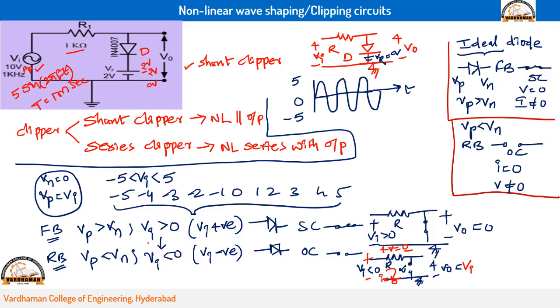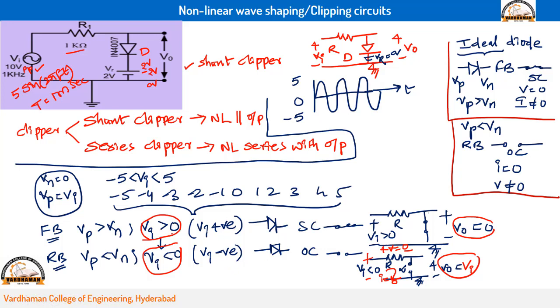So in the first case where Vi is greater than 0, we got output equal to 0. That means for the positive half cycle, we did not get anything. The output is 0. For the negative half cycle, we got output equal to input. That means the negative half portion of the input signal has been transferred to the output. But whenever you apply the positive portion of the input signal, output becomes 0.